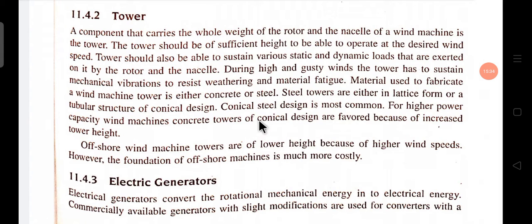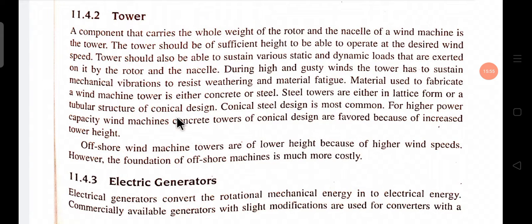Concrete towers of conical design are favorable because of the increased tower height. Offshore wind machine towers are of lower height because of higher wind speed. However, the foundation of an offshore machine is much more costly.